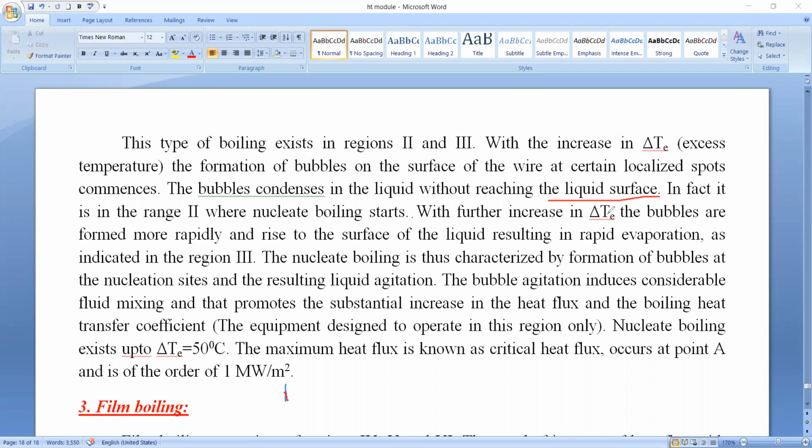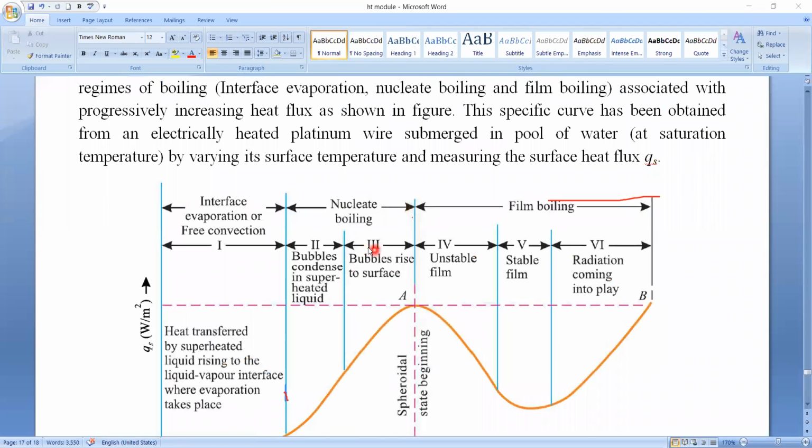With further increase in delta TE, the excess temperature, the bubbles are formed more rapidly and rise to the surface of the liquid, resulting in rapid evaporation as indicated in region 3. So in region 3, the tendency of bubble formation rapidly increases, and further they detach from the surface and rise up to the surface, and hence the tendency of evaporation is more in the third region.